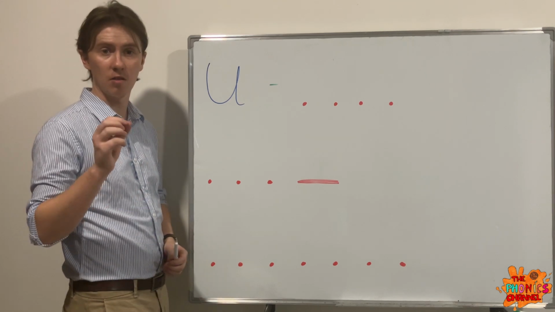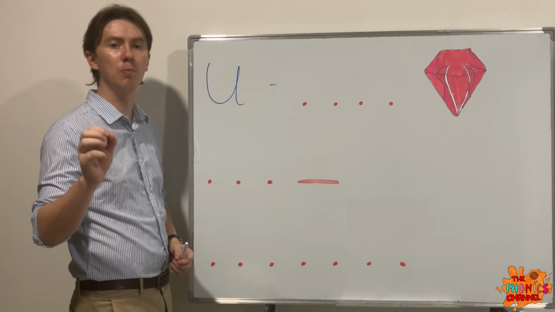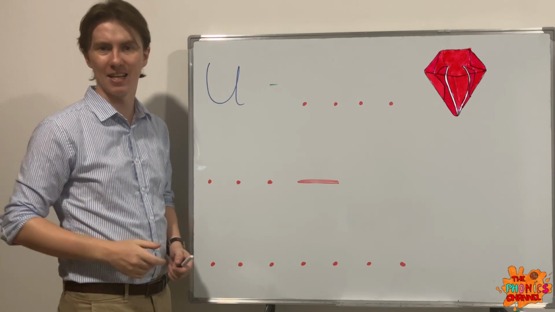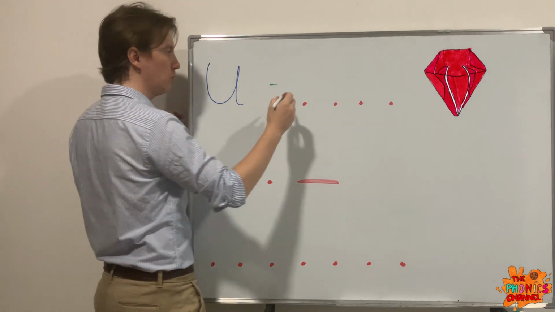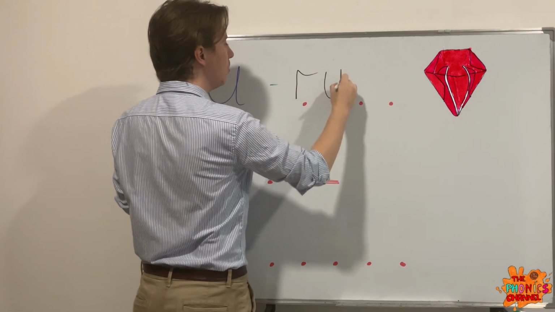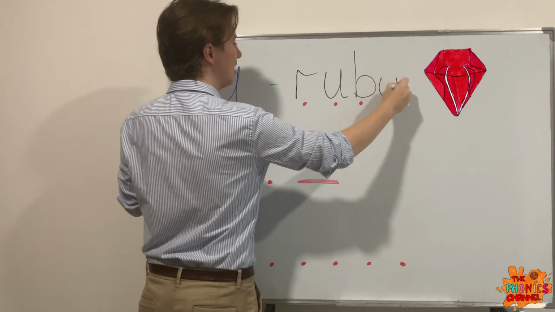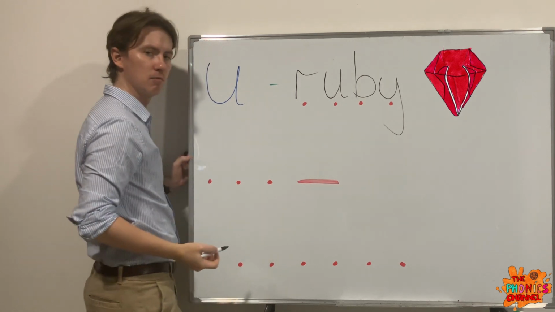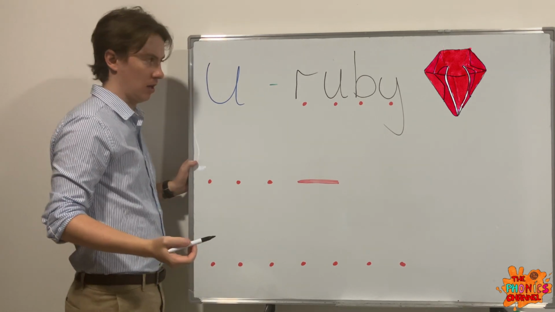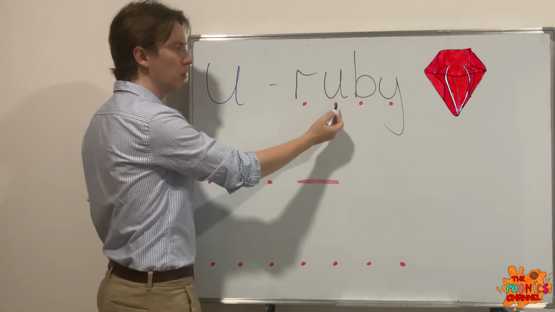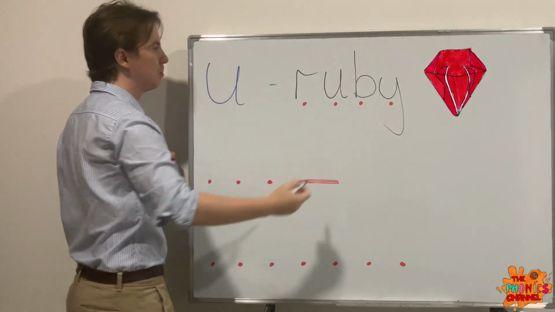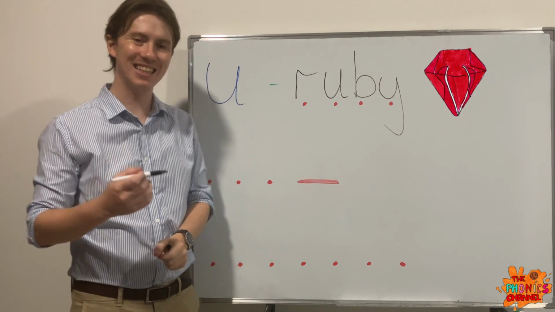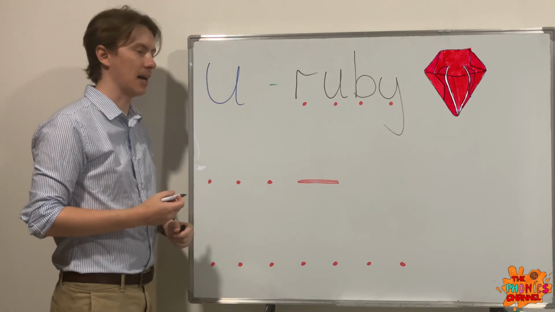The first word is ruby. R-U-B-E. Ruby. The ruby is red, could be a sentence. R-U-B-E. Ruby. Okay, I have a ruby. R-U-B-E. Ruby, and we have the Y letter shape making the E sound at the end there, as it sometimes does.